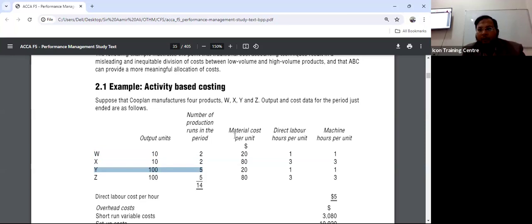Okay. But when we look at the material cost per unit, then we can see that the scenario will be different. I mean, if you produce 1 unit, this is per unit cost, right? If you produce 1 unit of W, it will cost you $20, right? So how much material cost will be the total? 20 multiplied by 10, it will be 200. I mean, for material, you have to pay $200. And if you produce X, it will cost you $80 per unit. So from these figures, we can assume.